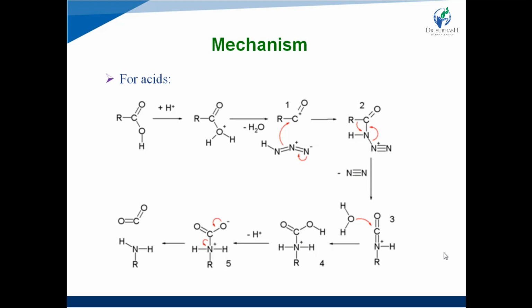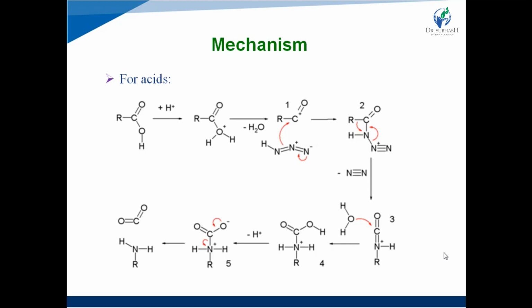In the next step, what happens? Rearrangement will occur and it releases N2, that is nitrogen gas molecule, and forms the isocyanate derivative, that is structure 3, an example of isocyanate. In the next step, hydrolysis will occur. Water molecule is added to the isocyanate molecule and produces the intermediate 4. And intermediate 4 is nothing but the carbamic acid derivative.